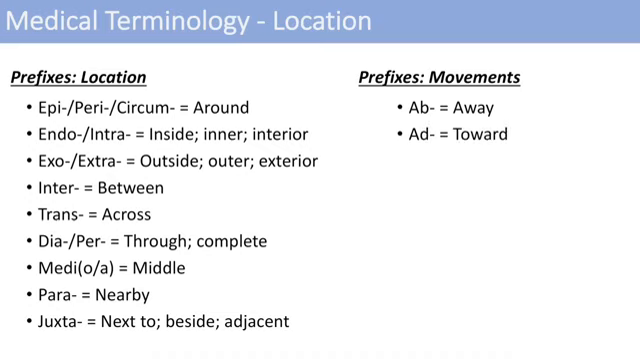The next one is ad, which means toward. So adducting your arms means bringing your arms in toward your body. That's adduction. The next one is dis, and that means to separate. So just think of displace. You're separating something out or separating things.